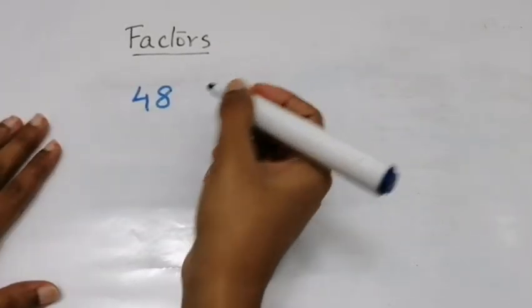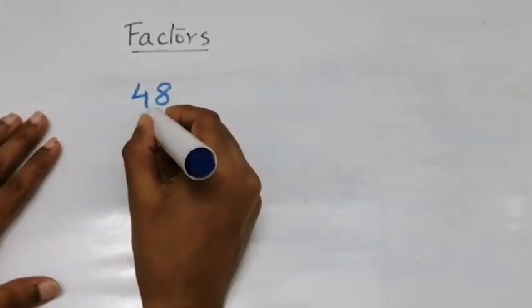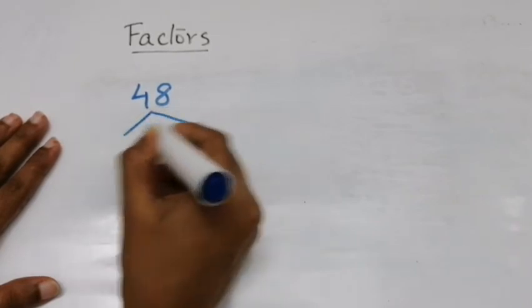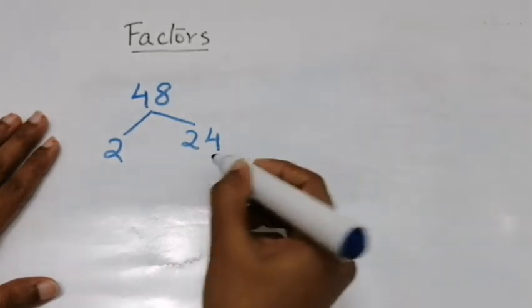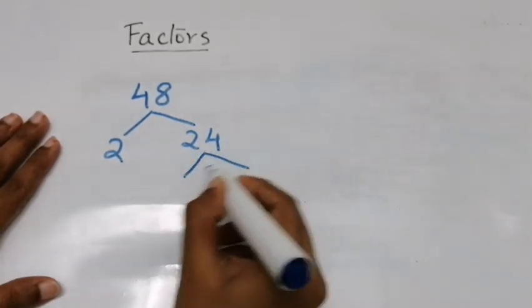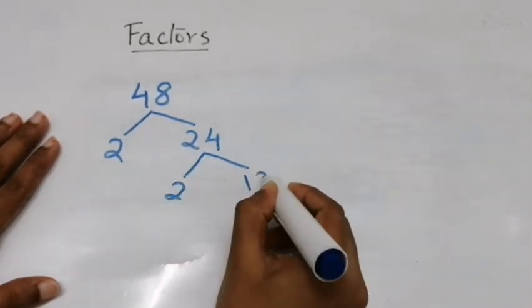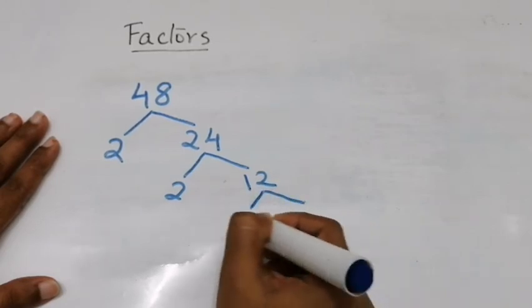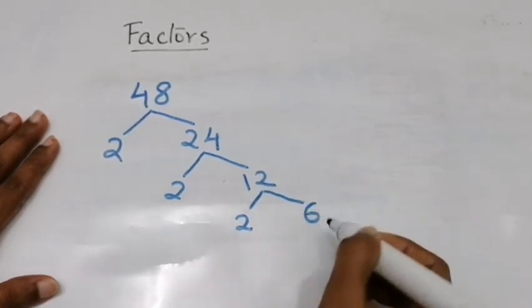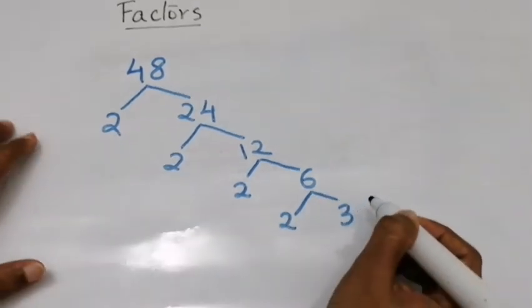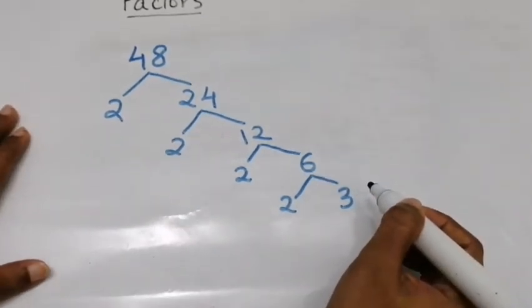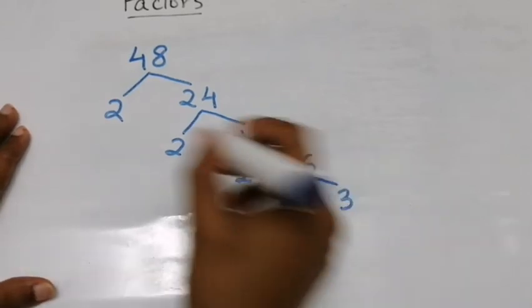Now 48. Even if you want simply, I'll show you another method of doing this one. 2 into how much is 48? 2 into 24 is 48. 2 into how much is 24? 2 into 12 is 24. 2 into how much is 12? 2 into 6. Then 6 means 2 into 3. Now do you have anything to simplify? No, we don't have.